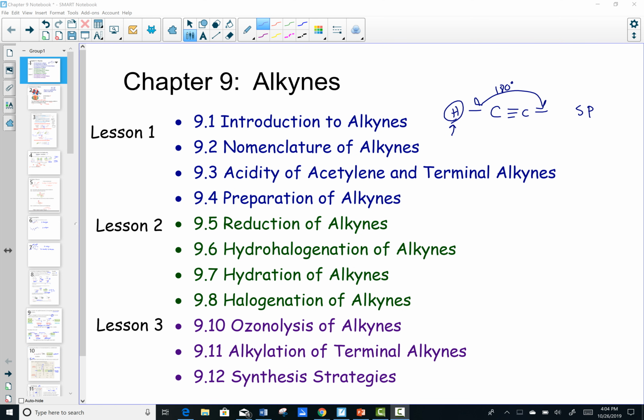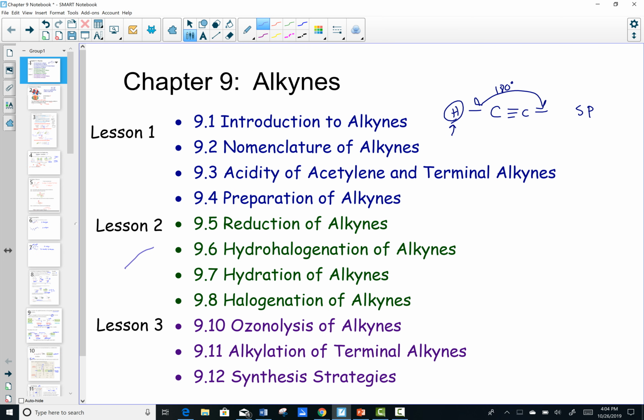Well, hello everyone, and welcome to our lesson 2 in chapter 9 of our alkynes in organic chemistry. Lesson 2, we can see that we will be focusing on section 5 through 8, the reduction of alkynes. Reduction is the opposite of oxidation. To reduce the alkynes means we'll be adding hydrogens, going from triple bonds to double bonds to even single bonds.